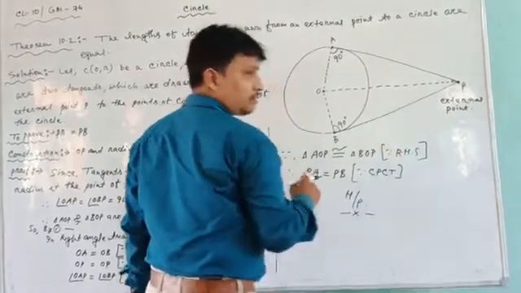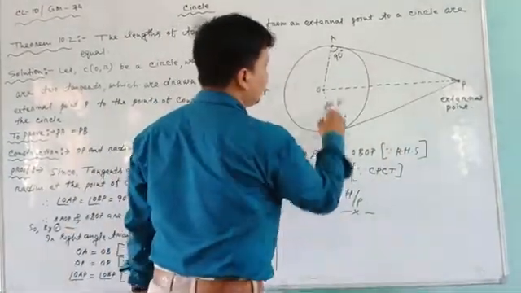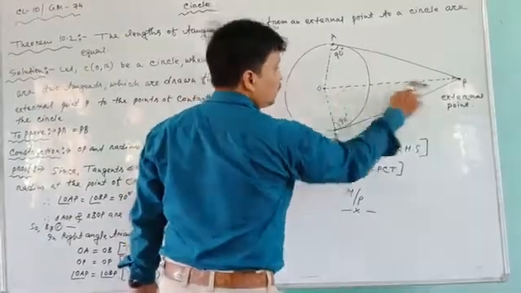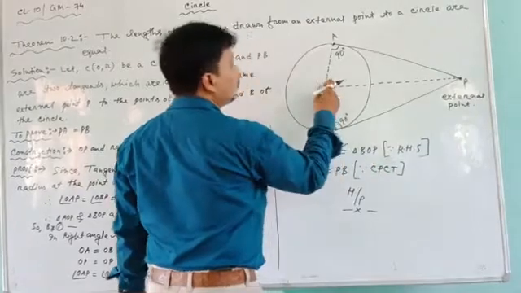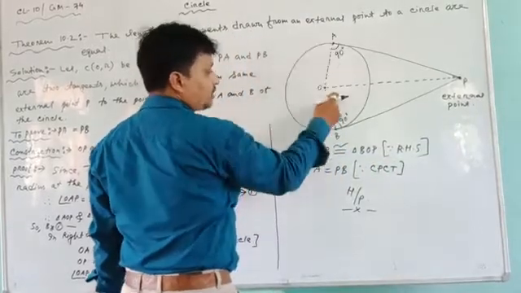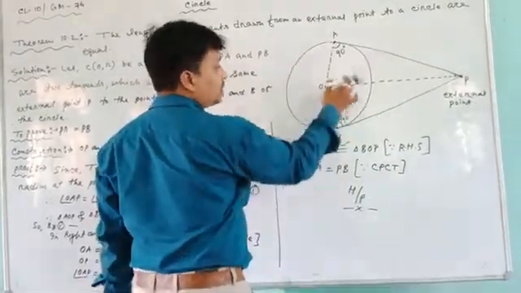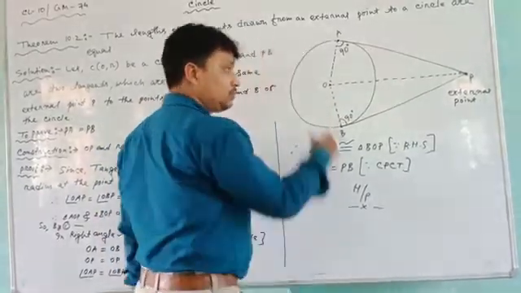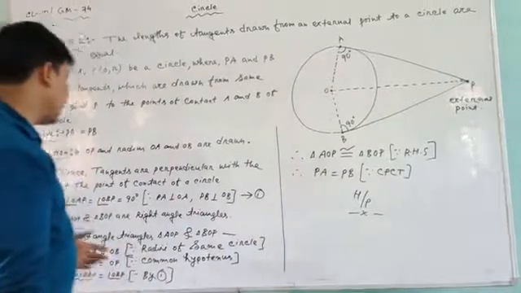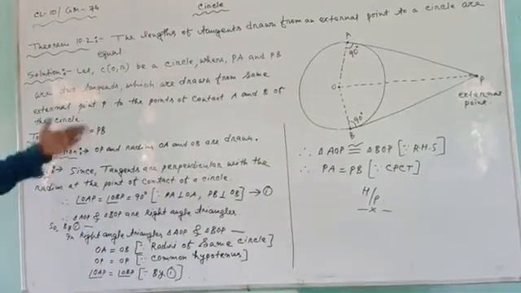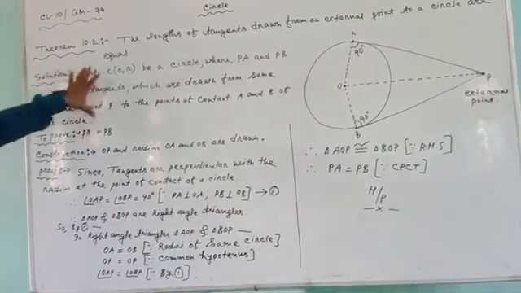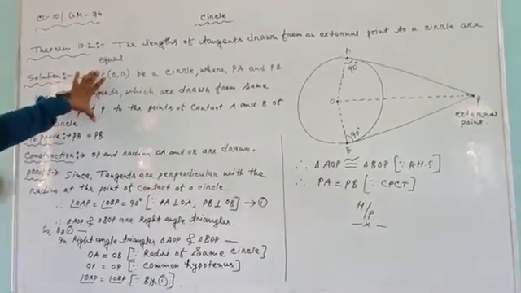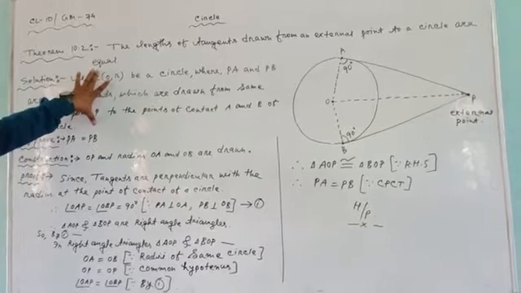So for that, what are we drawing? Just joining OP, and we have drawn OA radius and OB radius. So these things are extra. Just for proof, we are drawing these things. So these things you write under construction. So how to write, just you see. First of all, it is the introduction part of the diagram, which is already given. That you just have to write here.